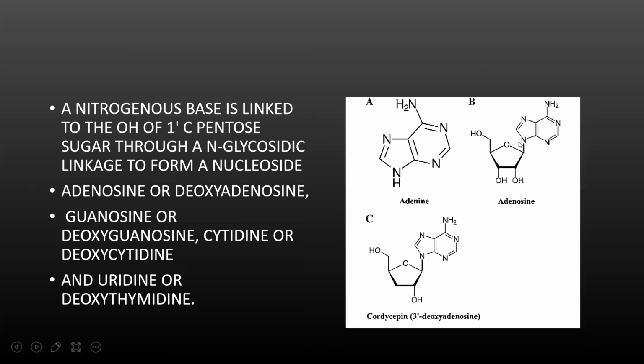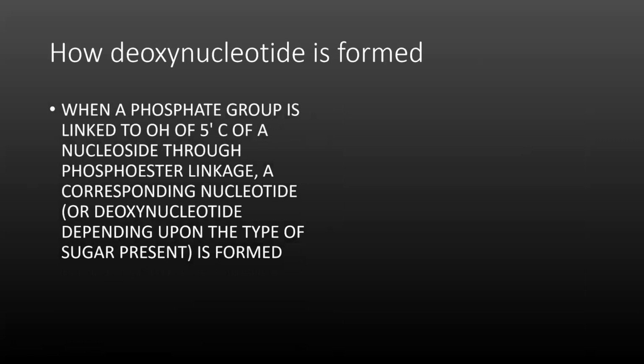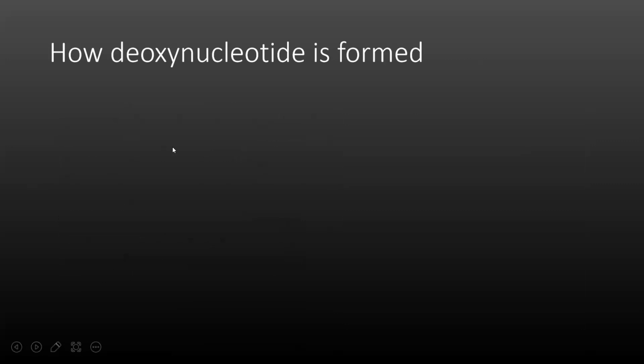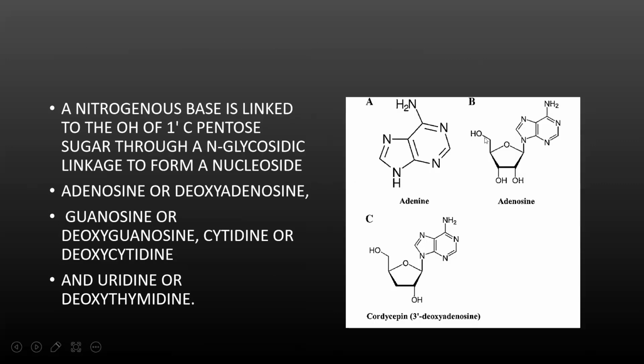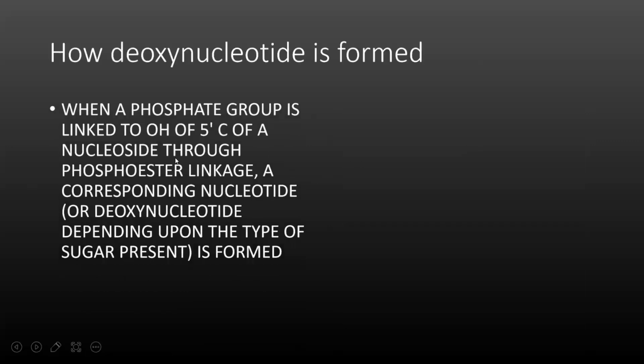This is the nitrogenous base. It is attached to the first carbon, and this is how you number the carbons: first, second, third, fourth, and fifth. So the nitrogenous base is attached to the first carbon, and the phosphate is attached to the fifth carbon. When a phosphate group is attached to the OH of the fifth carbon of a nucleoside, that phosphate joins by a phosphoester linkage. That also is important.